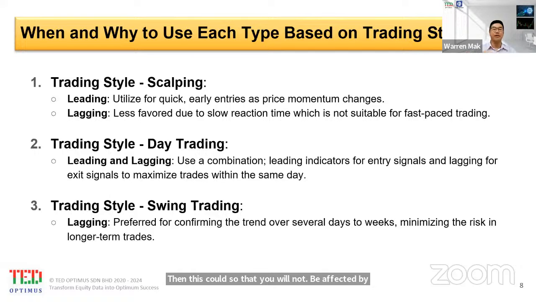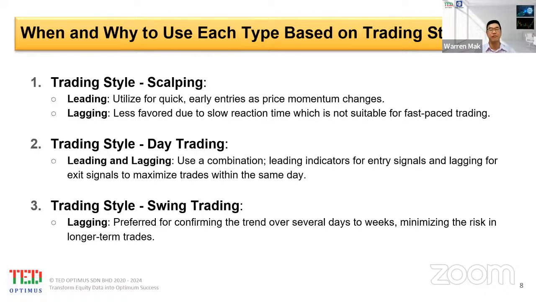So for this, we use a combination of leading and lagging indicators. For the leading indicator, we use it for the entry signal. And for the lagging indicator, we use it to close the position, to take profit or cut loss. So this is to what? To maximize trades within the same day. This is what we do for this second trading style.